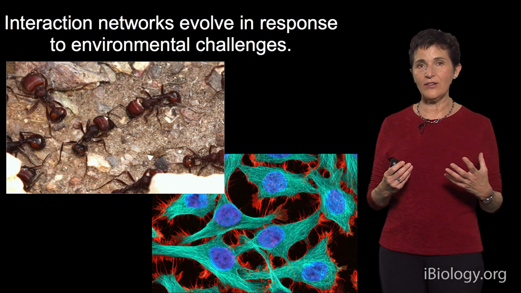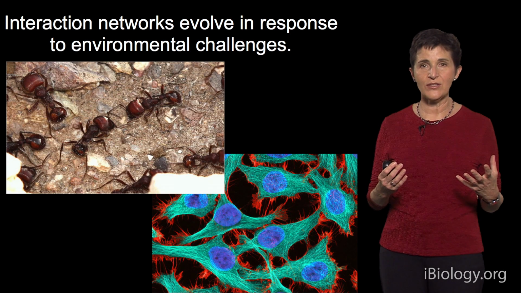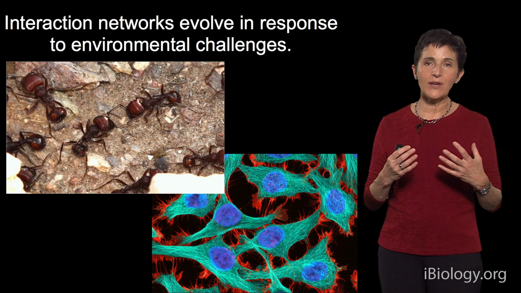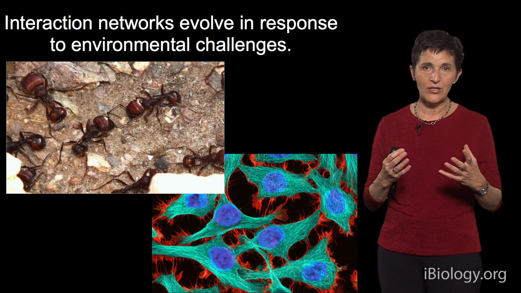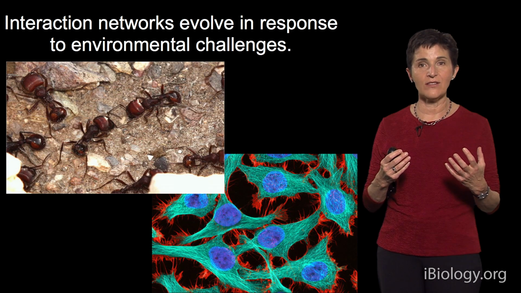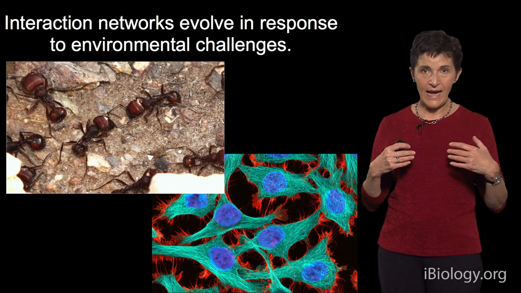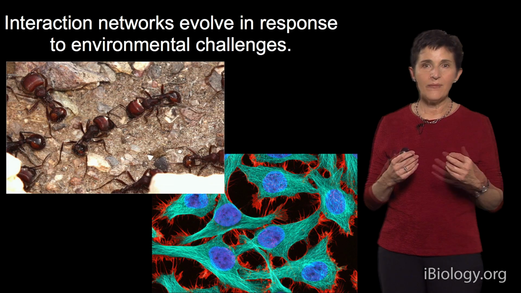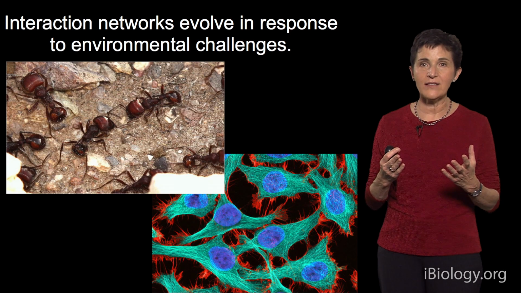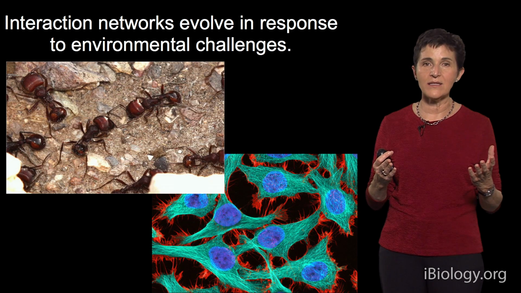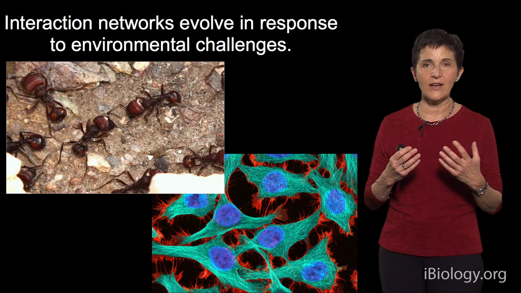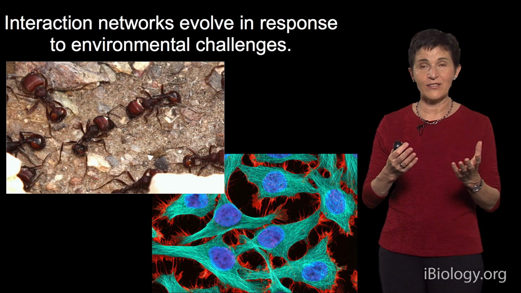Interaction networks evolve in response to environmental challenges. By looking at how the regulation of collective behavior interacts with the environment, by asking ecological questions about collective behavior, we can learn how collective behavior evolves. Maybe we can learn from the ants, who give us beautiful examples of collective behavior in many different environments, how collective behavior is evolving in other environments and in other systems, like these cancer cells.